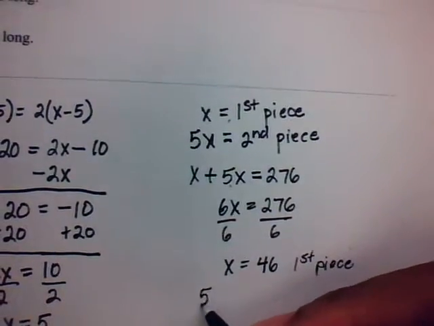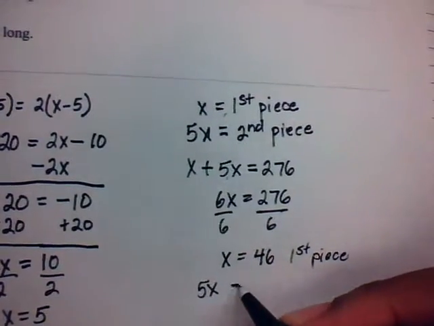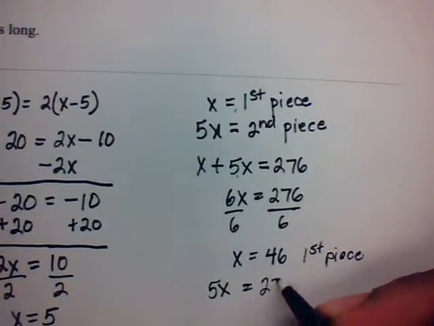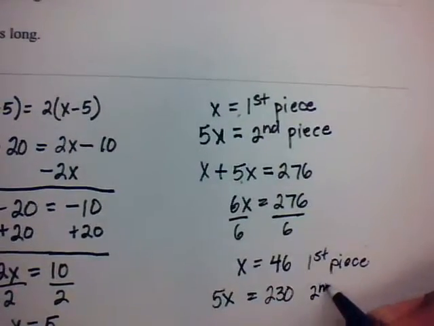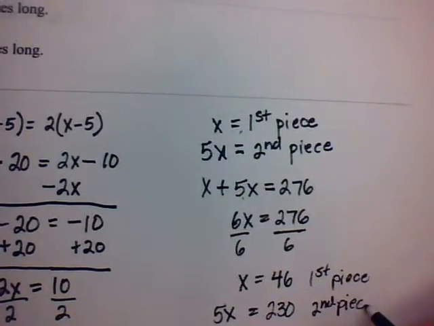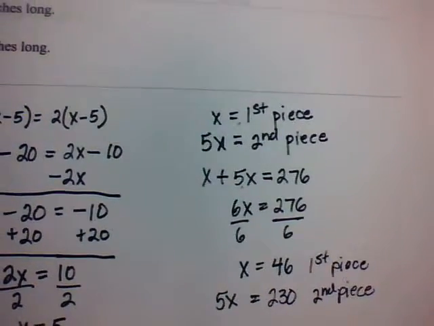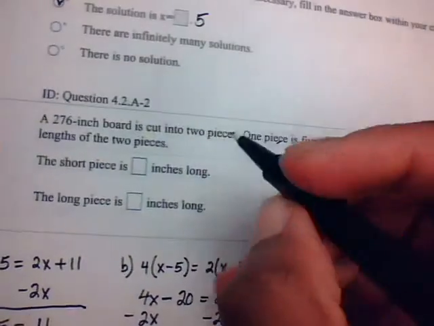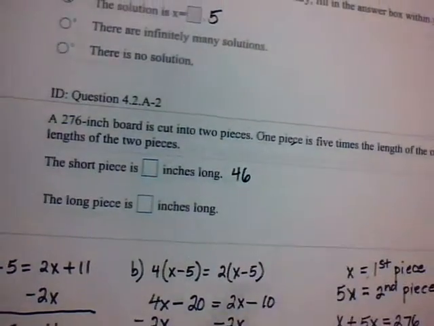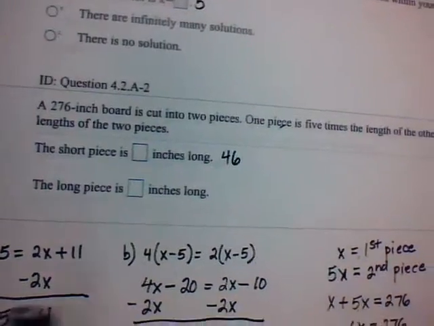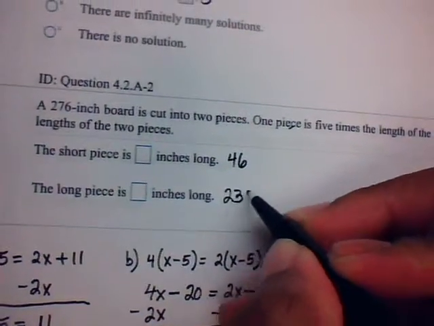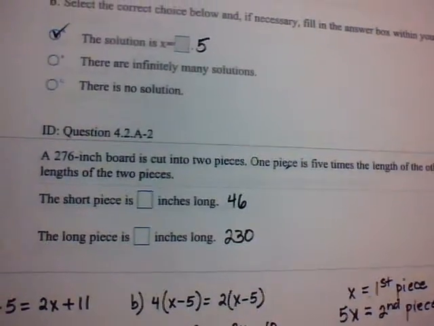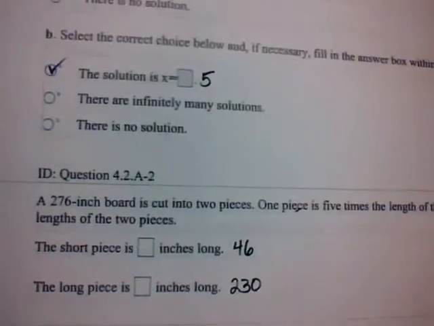Now to find the second piece, or the long piece, that's 5 times x. So if you multiply 5 times 46, you're going to end up with 230. That's going to be the second piece. So to answer that question, the short piece is 46 inches long, and the long piece is 230 inches long. Okay, so that's how you will solve that particular word problem.